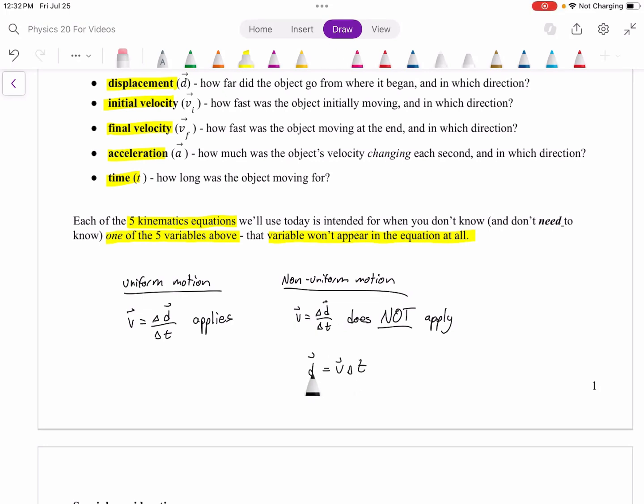A good way to really see why this doesn't make any sense if the object is accelerating is to rearrange it for displacement. If an object is going 10 meters per second constantly for 10 seconds, right?